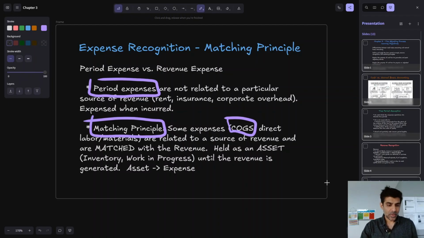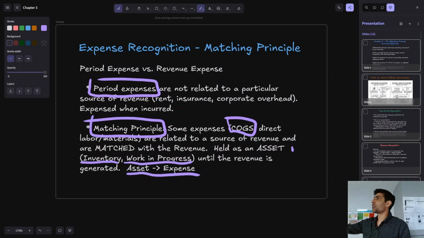Okay. And again, the way it works is that you treat those things as an asset. So for example, inventory, right? We buy inventory, we pay for it, and we hold it as an asset. Work in process or work in progress is that you're paying for, let's say, making a car. You're paying for the labor, you're paying for the metal to make it, and all that. It's going to also be held as an asset. And then when you sell that car, you'll expense it at that time. Okay. So again, it's kind of this pattern. You're turning an asset into an expense that matches when the revenue is generated.